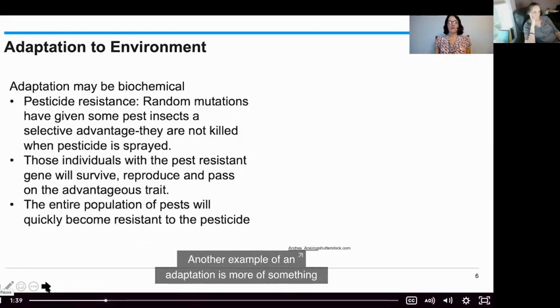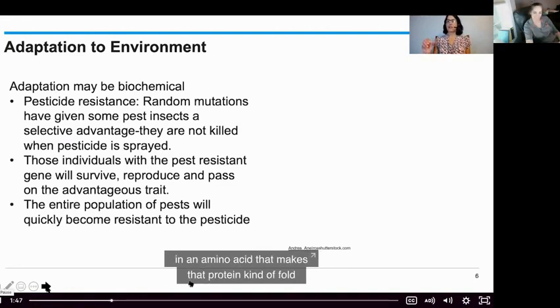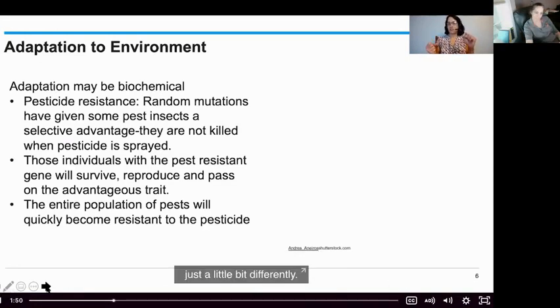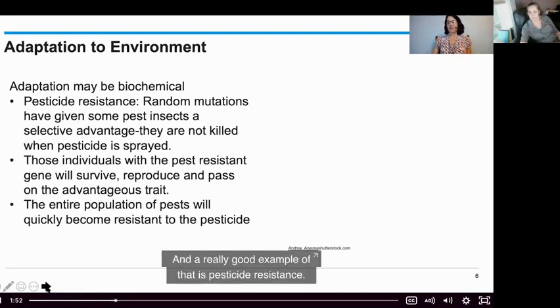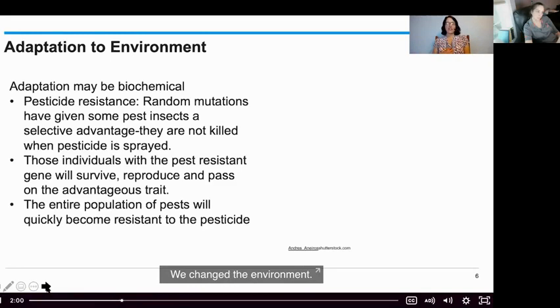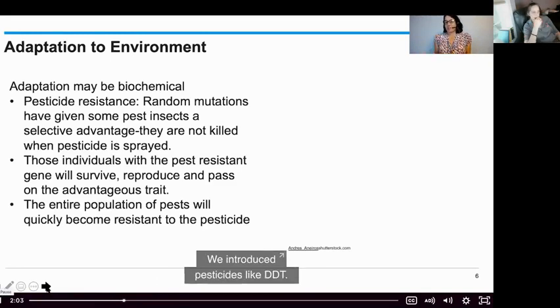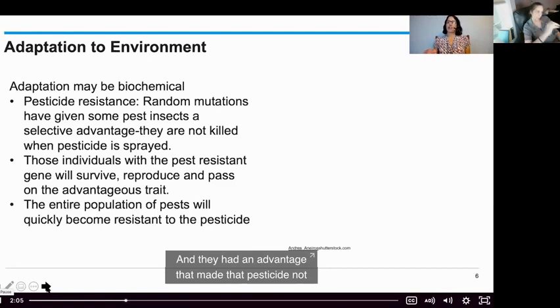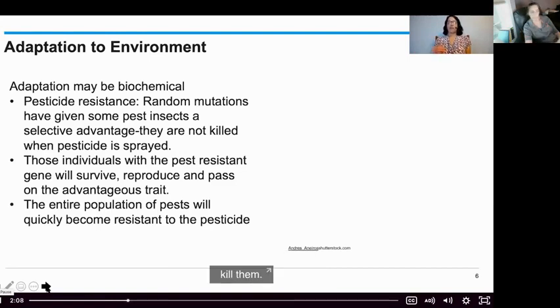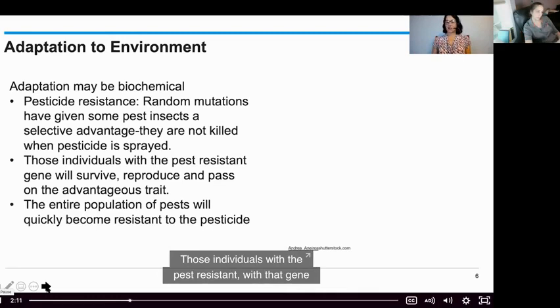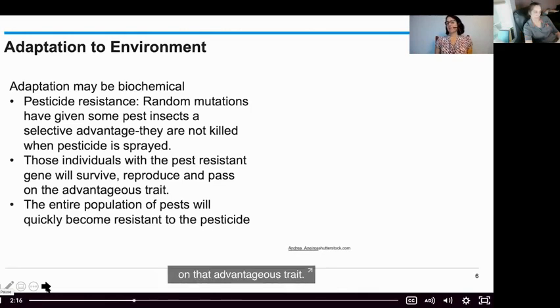Another example of an adaptation is more of something happening at the biochemical level. Maybe a change in an amino acid that makes that protein fold just a little bit differently. A really good example of that is pesticide resistance. Just random mutations have given some insects a selective advantage. We changed the environment. We introduced pesticides like DDT, and they had an advantage that made that pesticide not kill them. Those individuals with that gene that allowed them to survive were able to reproduce and pass on that advantageous trait.